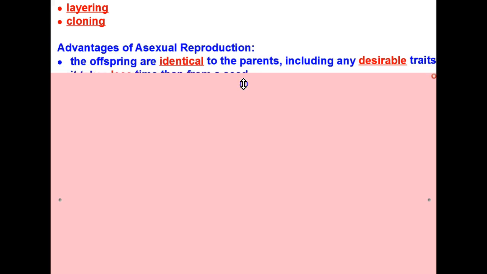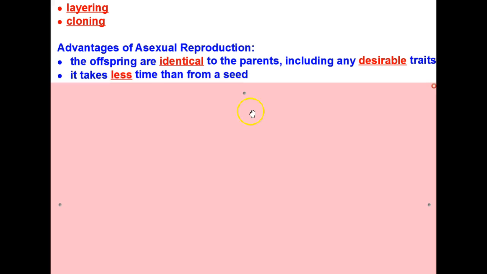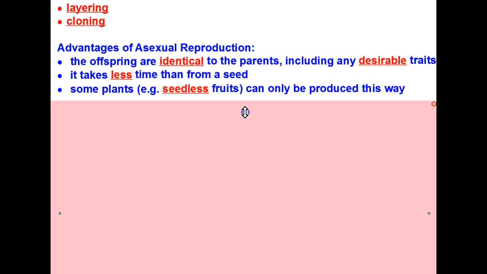Next, let's take a look at the advantages and disadvantages of asexual reproduction. Advantages include that the offspring are identical to the parents, including any desirable traits that those parents have. Asexual reproduction takes less time than sexual reproduction from seed. And some plants, for example, seedless fruits, can only be produced this way.